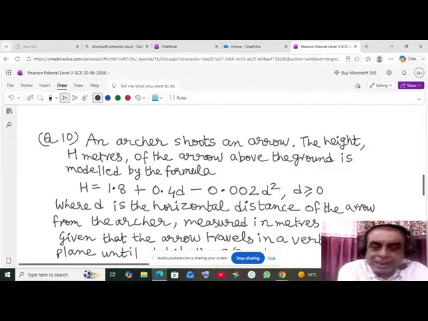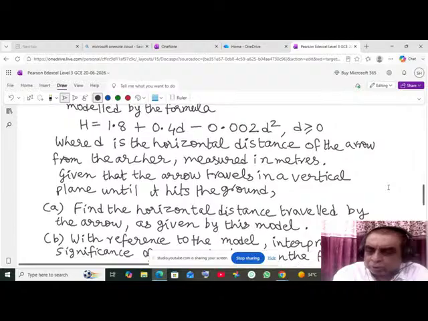An archer shoots an arrow. The height h meters of the arrow above the ground is modeled by the formula h equals 1.8 plus 0.4d minus 0.002d squared, where d is greater than or equal to 0. That is, d is not negative. It is either 0 or more than 0.